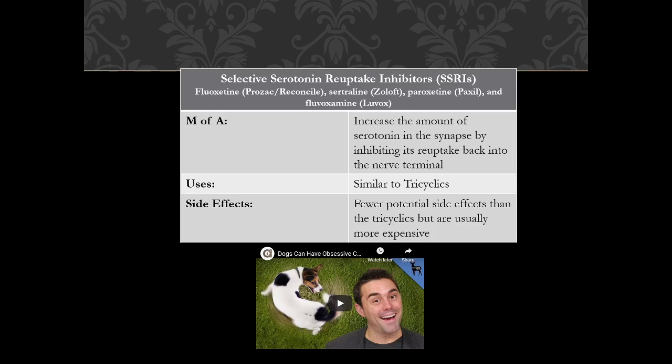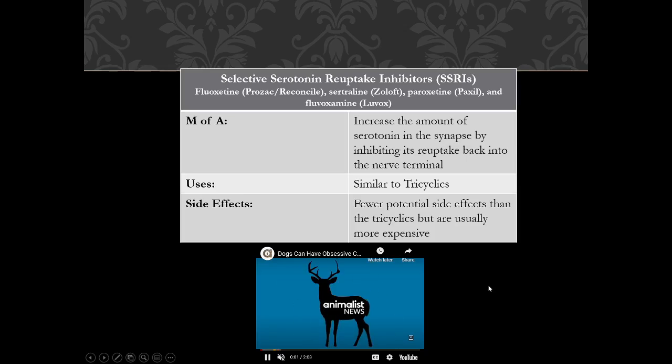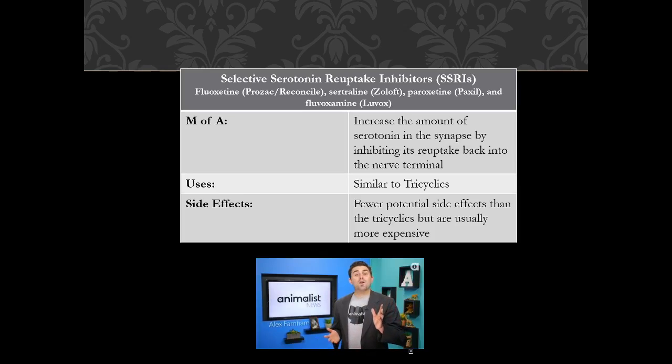Selective serotonin reuptake inhibitors, SSRIs, include fluoxetine, which is Prozac in human medicine, but it's also labeled for dogs as Reconcile. Sertraline is Zoloft, paroxetine is Paxil, and fluvoxamine is Luvox. And the mechanism of action for this is that it increases the amount of serotonin in the synapse by inhibiting its reuptake into the nerve terminal. Similar to tricyclic antidepressants, but fewer potential side effects than tricyclics, but they're usually more expensive. So we do need to be very careful of that with our humans.